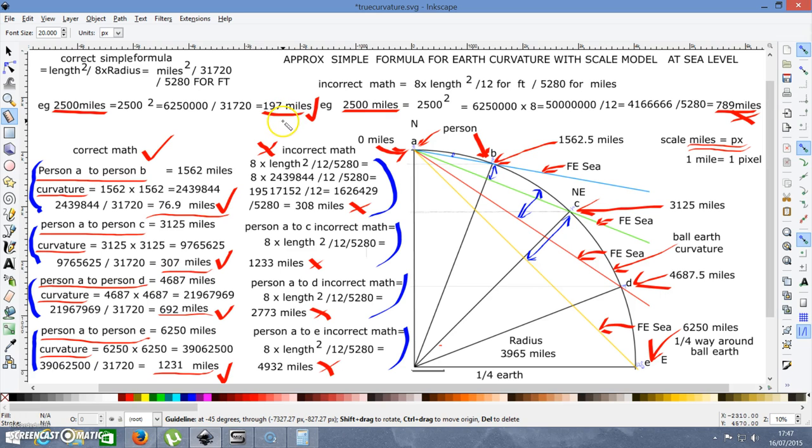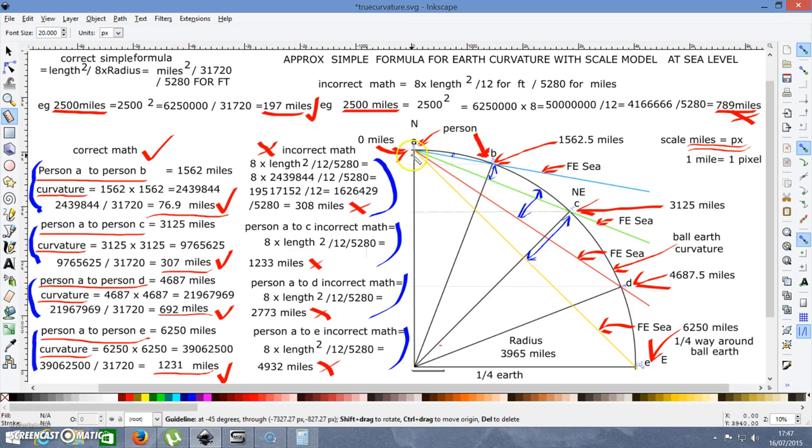So I'm a ball Earth skeptic as well. I'm about 80% flat Earth, but I couldn't understand why all of the flat Earth channels were using the incorrect maths for what is basically the main measurement that they take, or you can take, to try and prove that the Earth is flat. So my assumption is that water is flat. So we'll use that as an example.